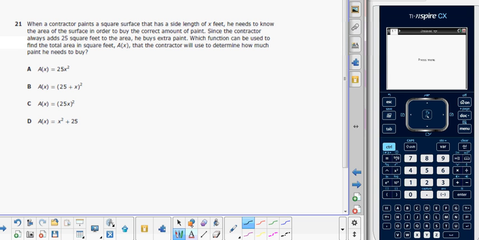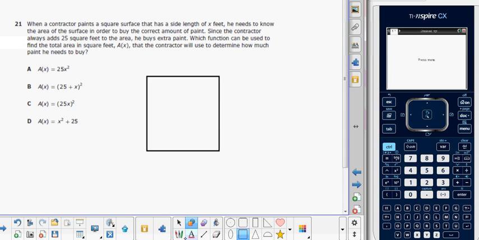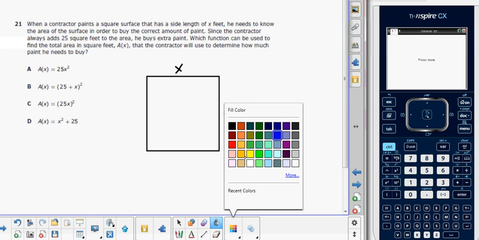So in this case, we're going to make this as simple as possible. He's going to paint a square surface. What does square mean? It means all the sides are equal. Now this square surface has a side length of x. So if this is x, this is x. Now what's the area? What does area mean? It's the inside. Let's say you're going to paint it yellow.